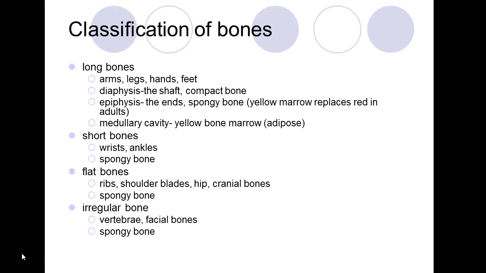So different from long bones are short bones. We find those in the wrists and ankles. They are made of spongy bone. The flat bones, the ribs, the shoulder blades, the hip, the cranial bones, right? They're not very thick, and those are made of spongy bone as well. And then finally, there are irregular bones, such as the vertebrae and the facial bones. These are made of spongy bone as well.